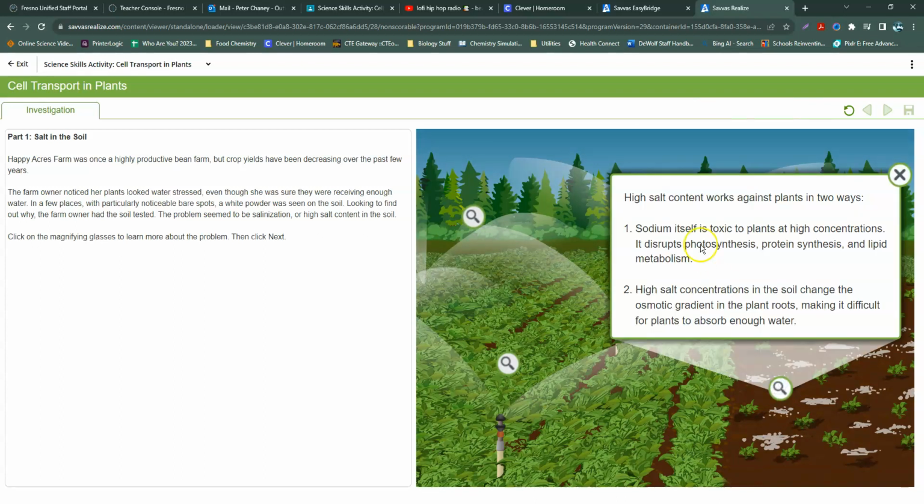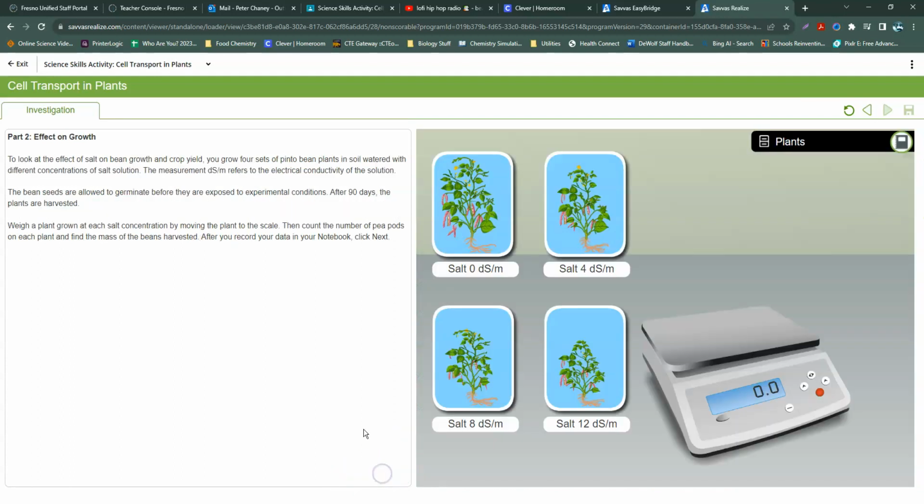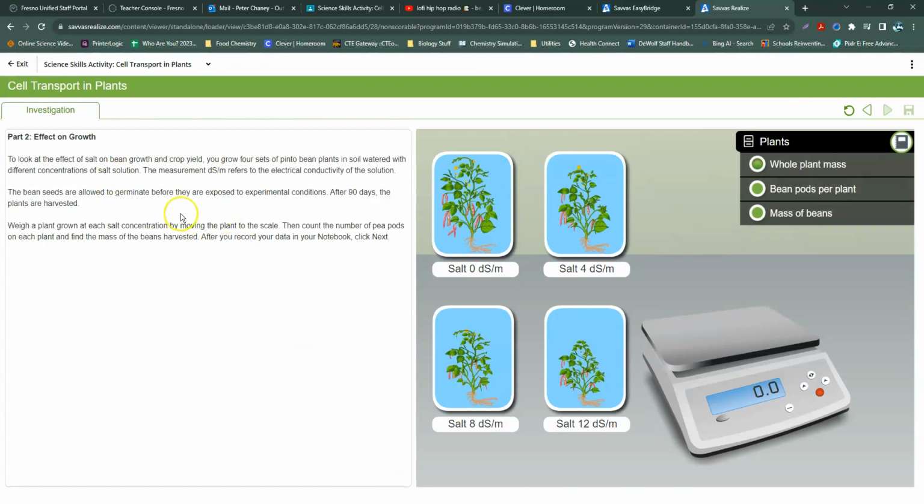Last thing to read right here, high salt content works against plants in two ways. Number one, sodium itself is toxic to plants at high concentrations. It disrupts photosynthesis, protein synthesis, and lipid metabolism. And number two, high salt concentrations in the soil change the osmotic gradient in the plant roots, making it difficult for plants to absorb enough water. Okay, so once you've read those, you're going to get this next button here, and here's really the crux of the experiment.